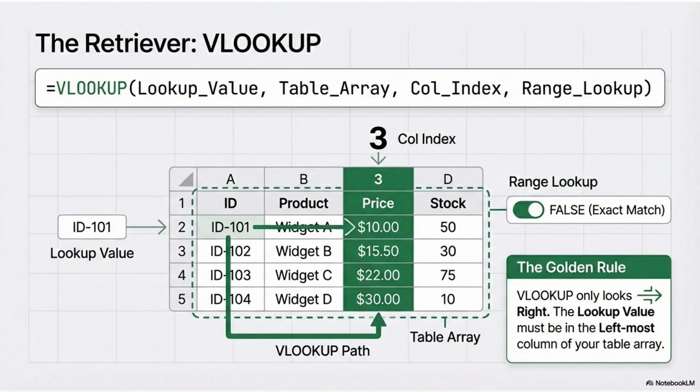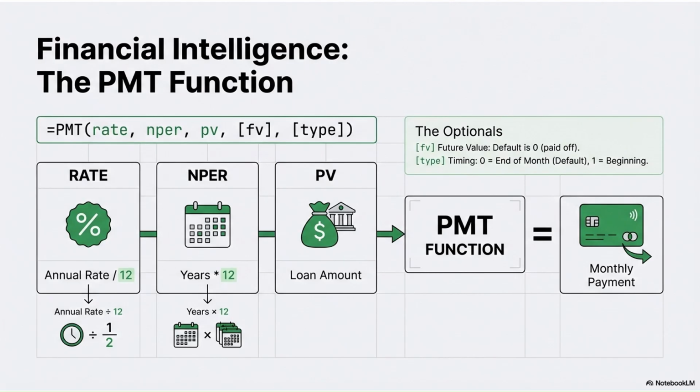Financial intelligence, the PMT function. The PMT function calculates monthly loan payments. To get an accurate monthly figure, you must adjust your inputs. Rate, divide the annual rate by 12. NPER, multiply the total years by 12. PV, enter the total loan amount.